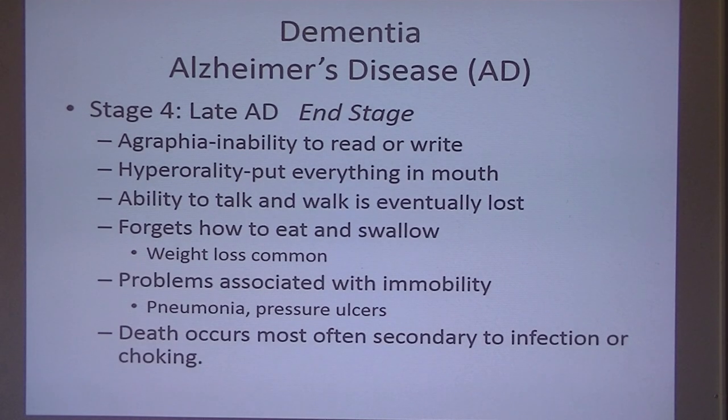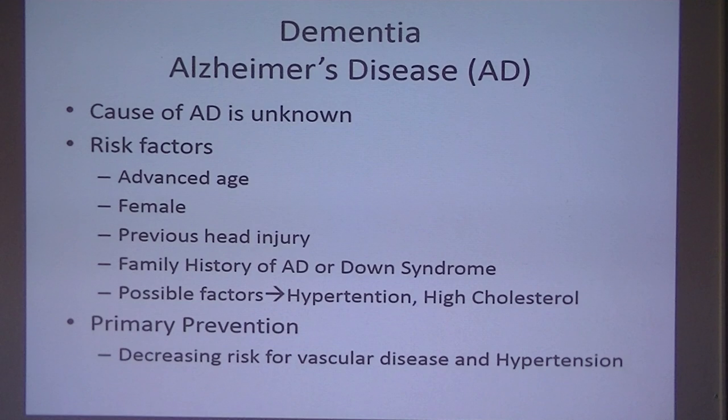Stage 4 is late or end stage, and this is where they experience agraphia, hyperorality, and they're going to forget how to eat and swallow as well. So a person with Alzheimer's disease is often going to die secondary from an infection due to pneumonia, due to the poor nutrition and mobility, or from choking due to the inability to eat and swallow correctly. So a lot of times they don't die directly from the Alzheimer's disease, but from a secondary condition to it.